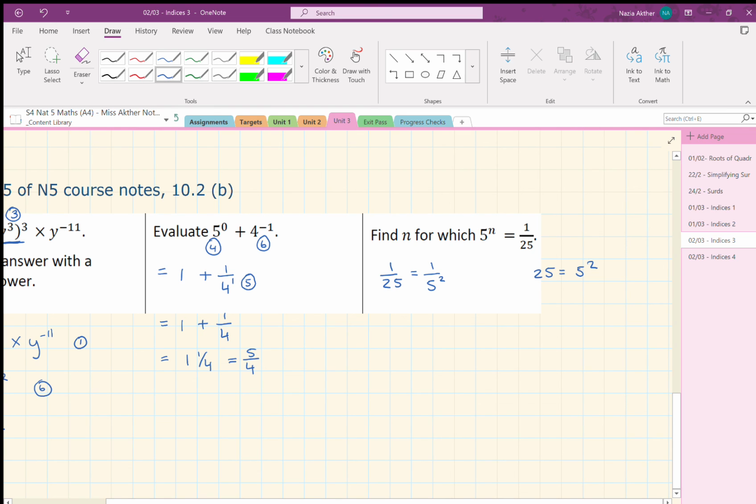Okay, now I want this to be in this form here. So I'm going to use my rule number 6 and work backwards. So I'm going to change 1 over 5 squared so that it has a negative power. And that becomes 5 to the power of negative 2. Okay, so that means n is then equal to negative 2.